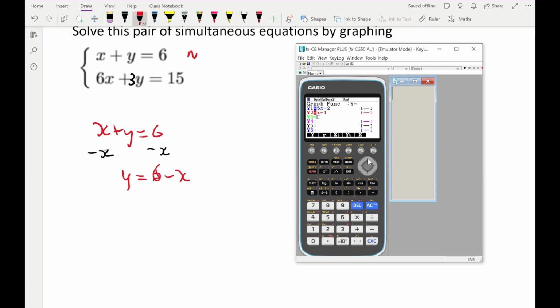So if you just pop back up here and delete out all the other ones, let's see. Yep, delete that one, and our first graph is y equals 6 take x. Perfect. Let's rearrange the second one.